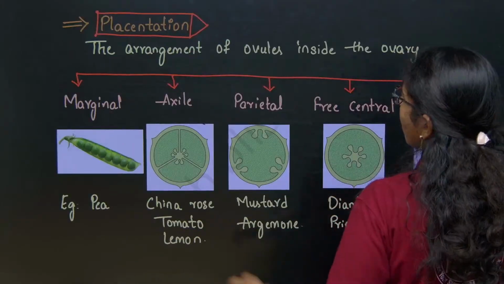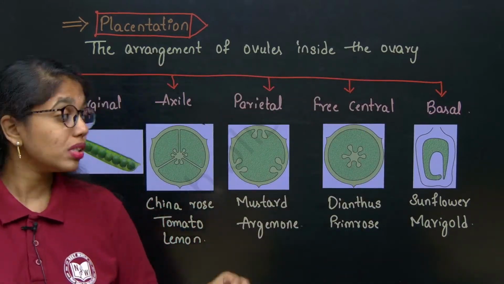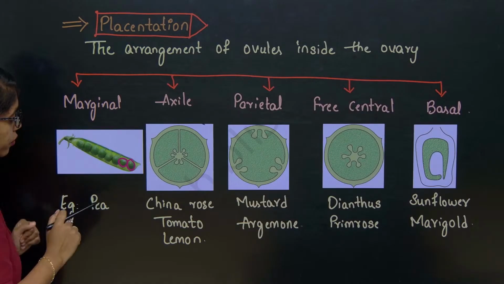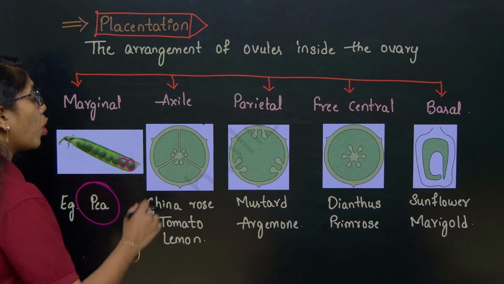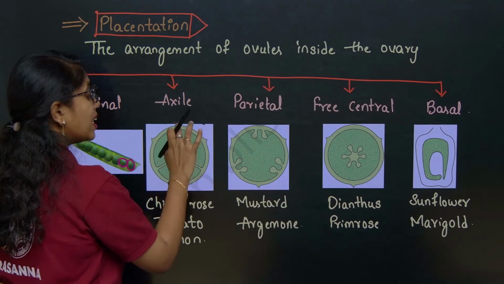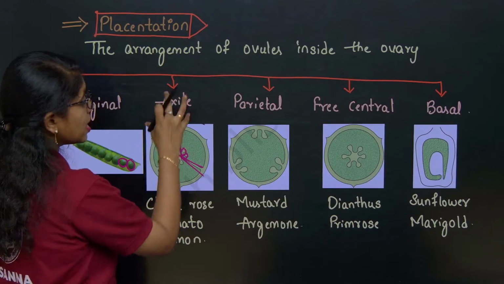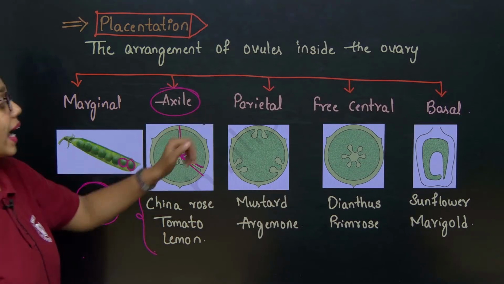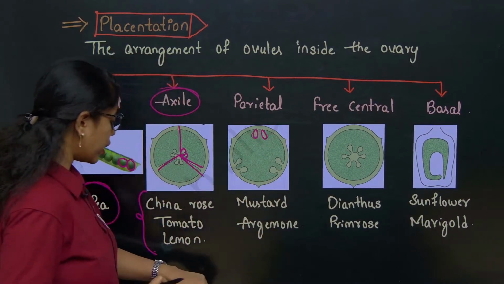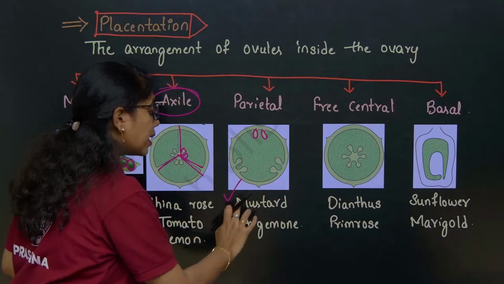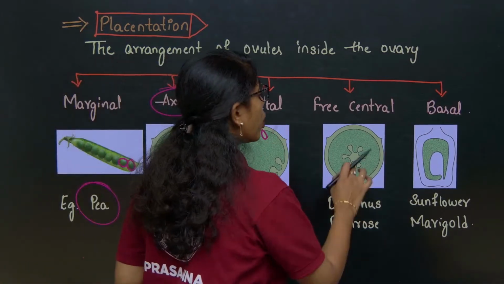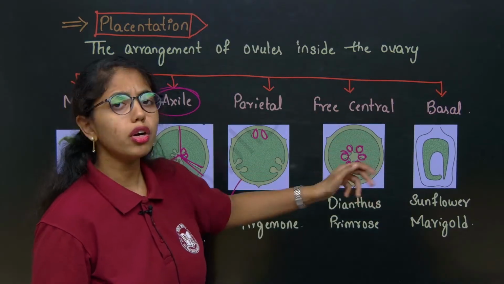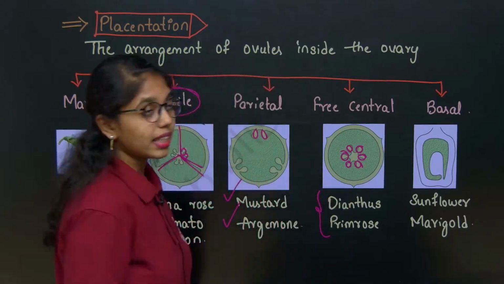Next, placentation, which is the arrangement of ovules inside the ovary. If ovules are arranged along the ventral suture of the ovary, the best example is pea. If ovules are arranged in the inner locules, forming chambers inside the ovary, this is called axile placentation, and examples include China rose, tomato and lemon. Parietal placentation, where ovules are formed at the inner walls of the ovary, examples include mustard and argemone. Free central placentation, where ovules are arranged in the central part of the ovary without forming any locules. Examples include dianthus and primrose.